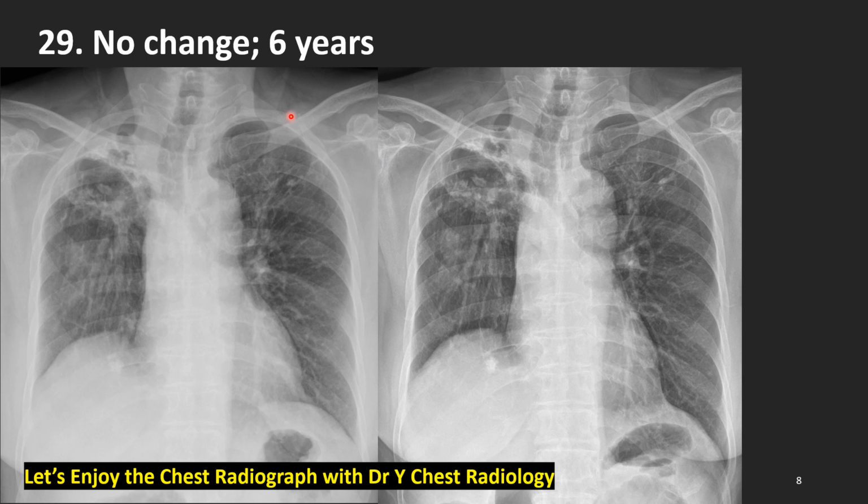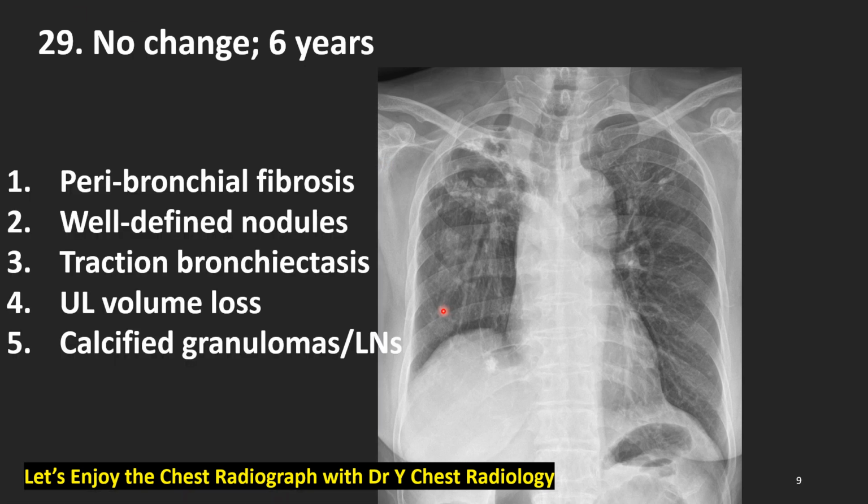Stable TB findings. Let's repeat the findings of stableness. No change for more than 6 months. Peribronchial fibrosis, fibrous streaky density of peribronchial fibrosis. Well-defined nodules. Traction bronchiectasis. Upper lobe volume loss. Calcified granulomas.